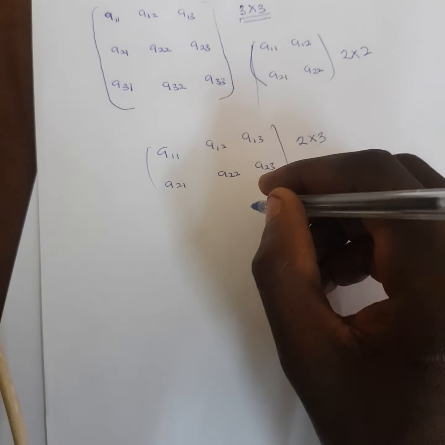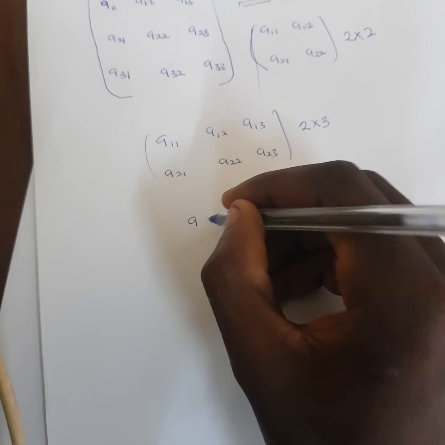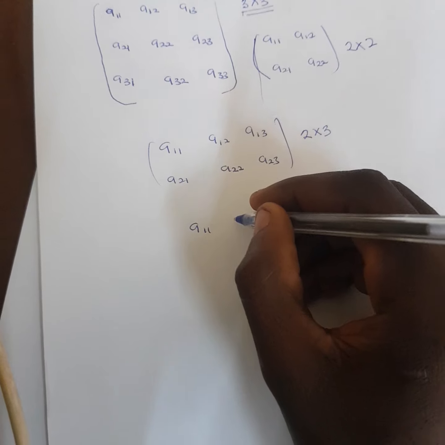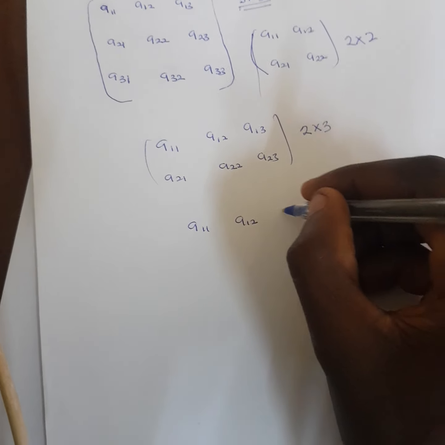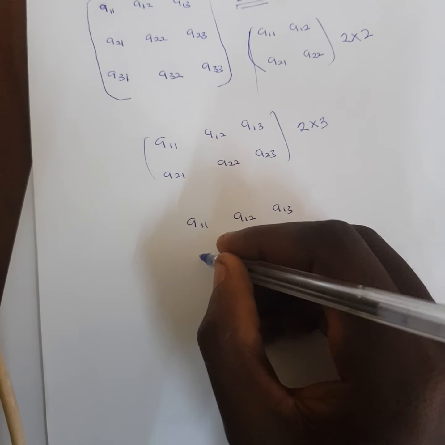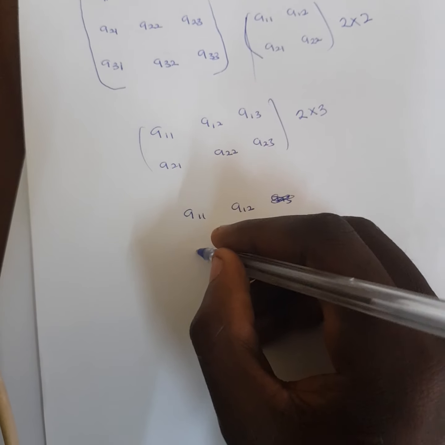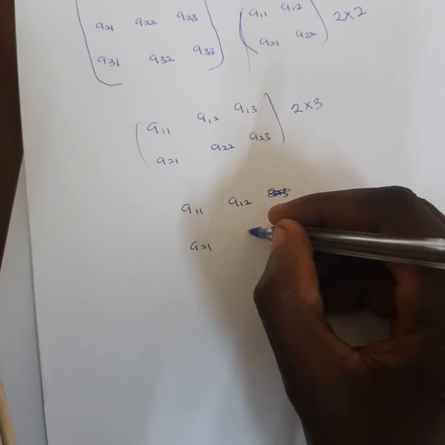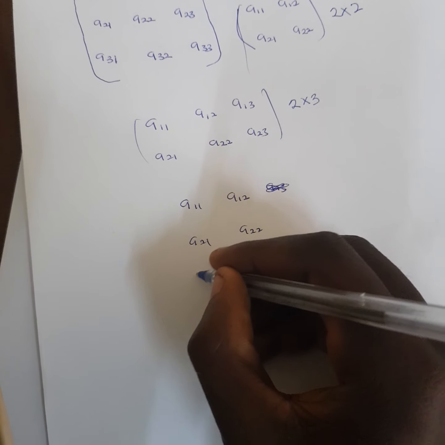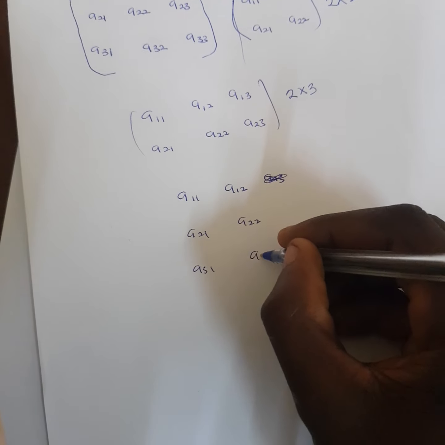But if you have something like this: A11, A12, A13, A21, A22, A31, A32.